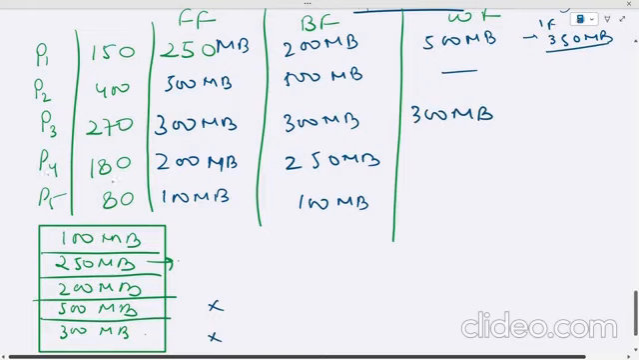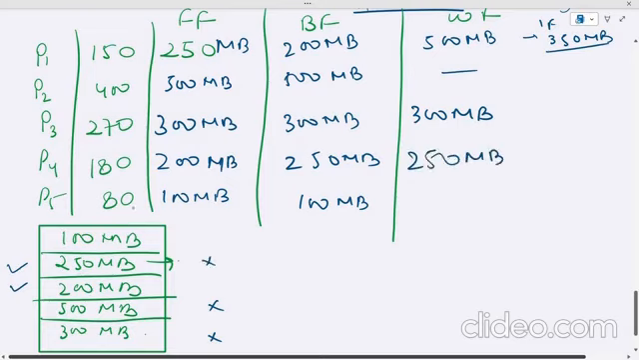P4 is 180. We choose that process because it can reside on the second block and the third block, but we choose the block which gives the highest internal fragmentation. So 250 gives the highest internal fragmentation, so 250 is allocated to P4.